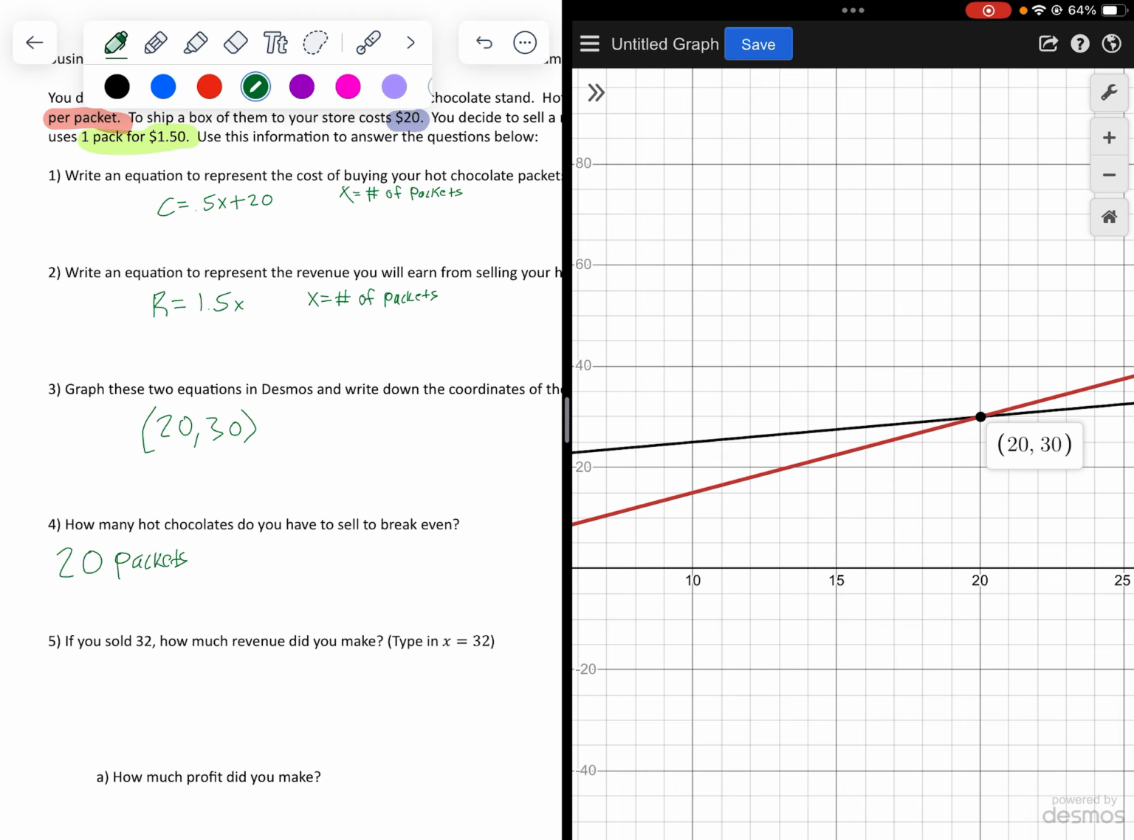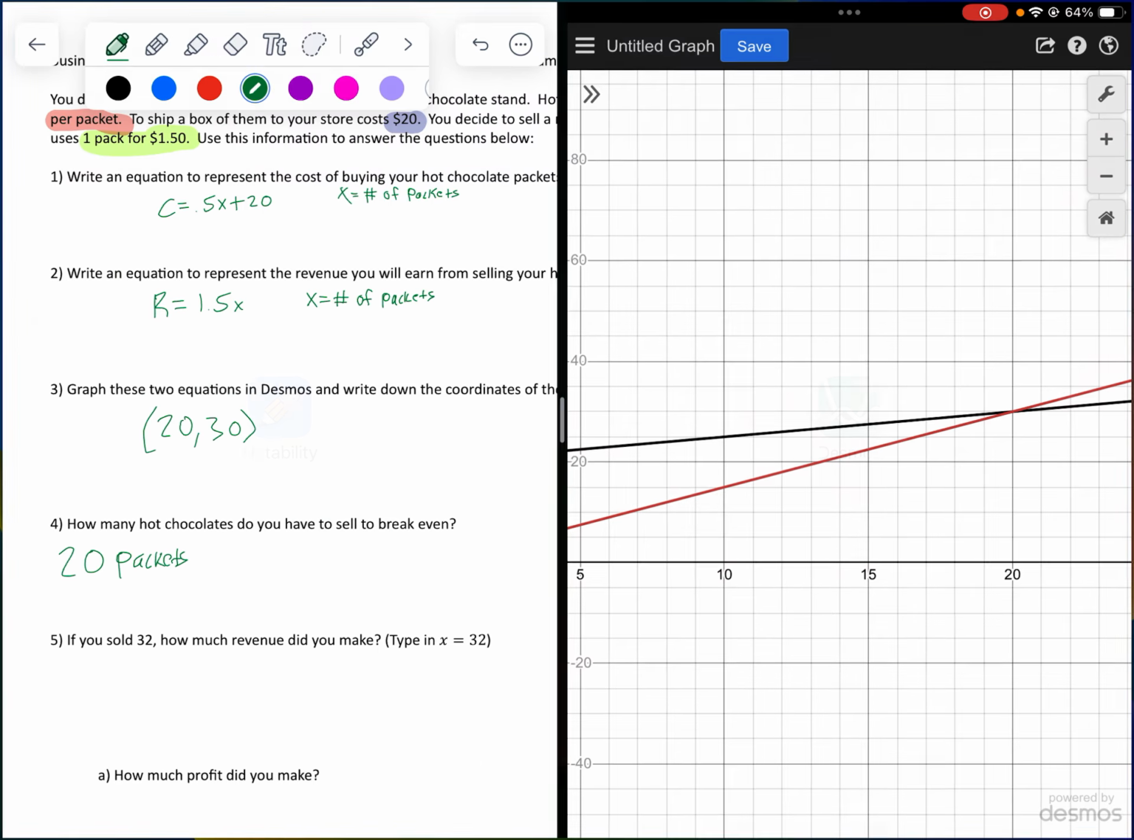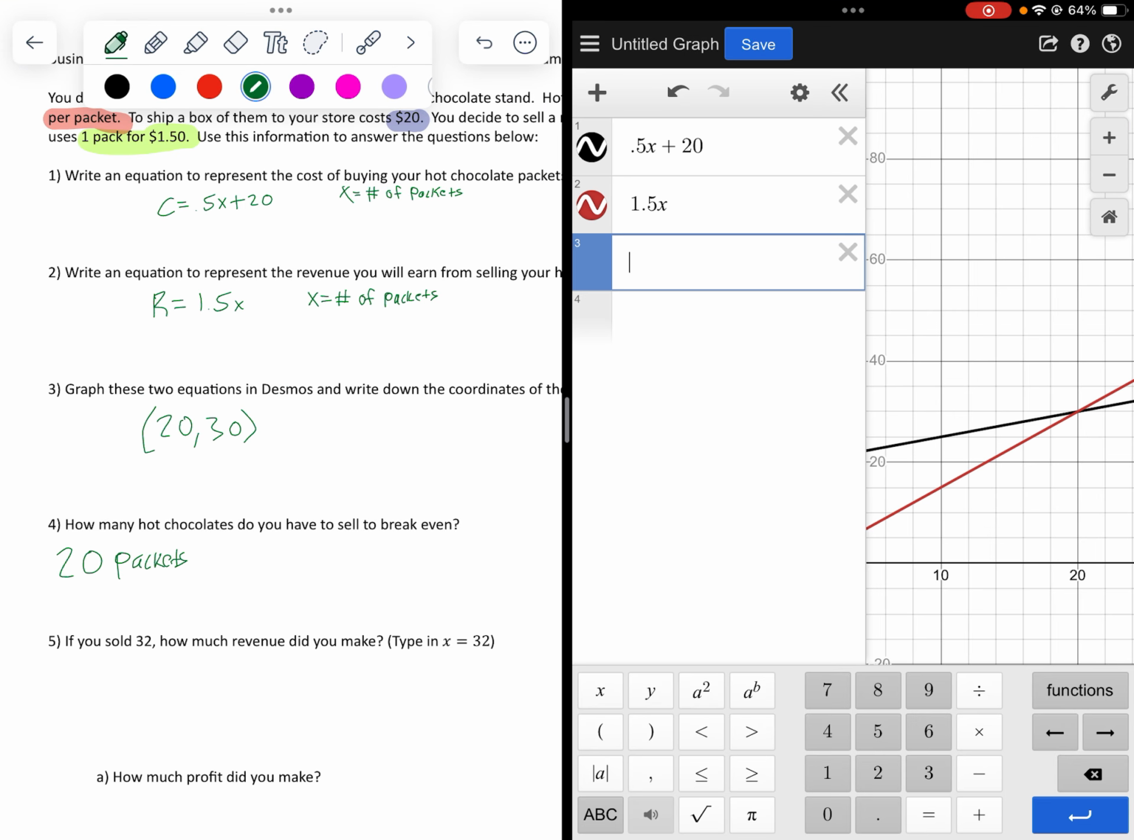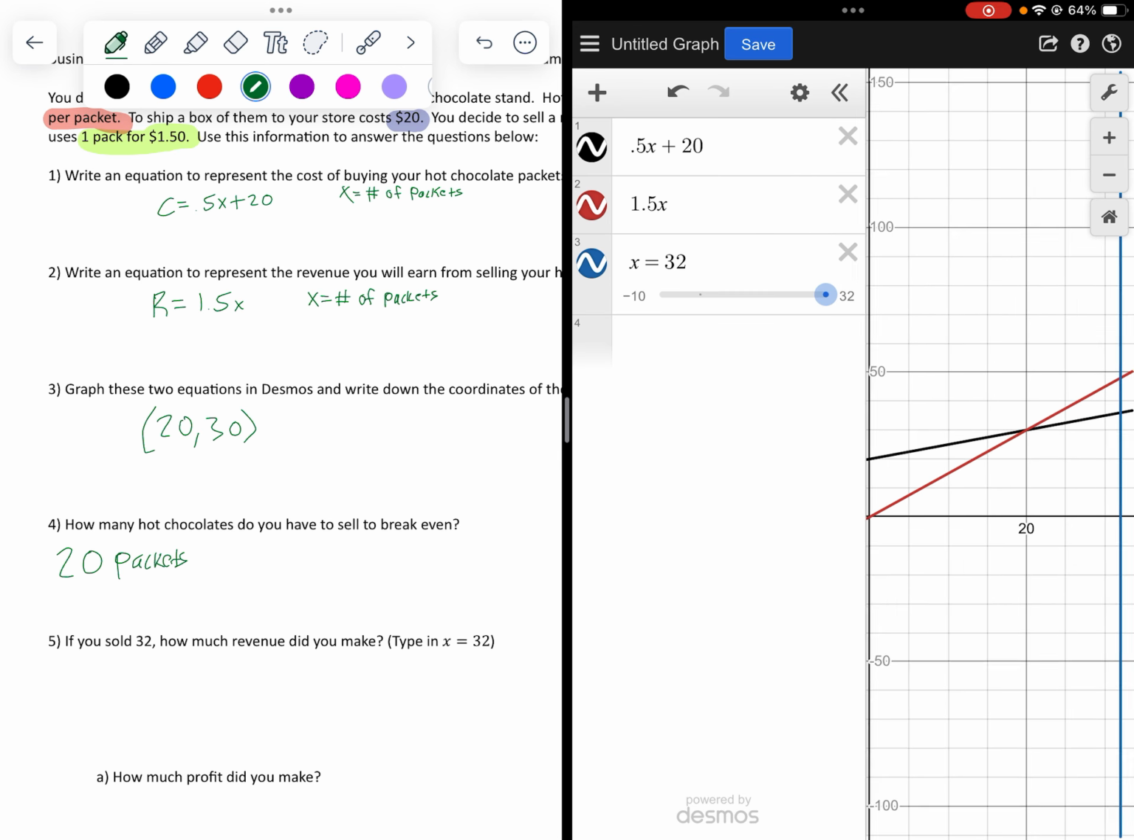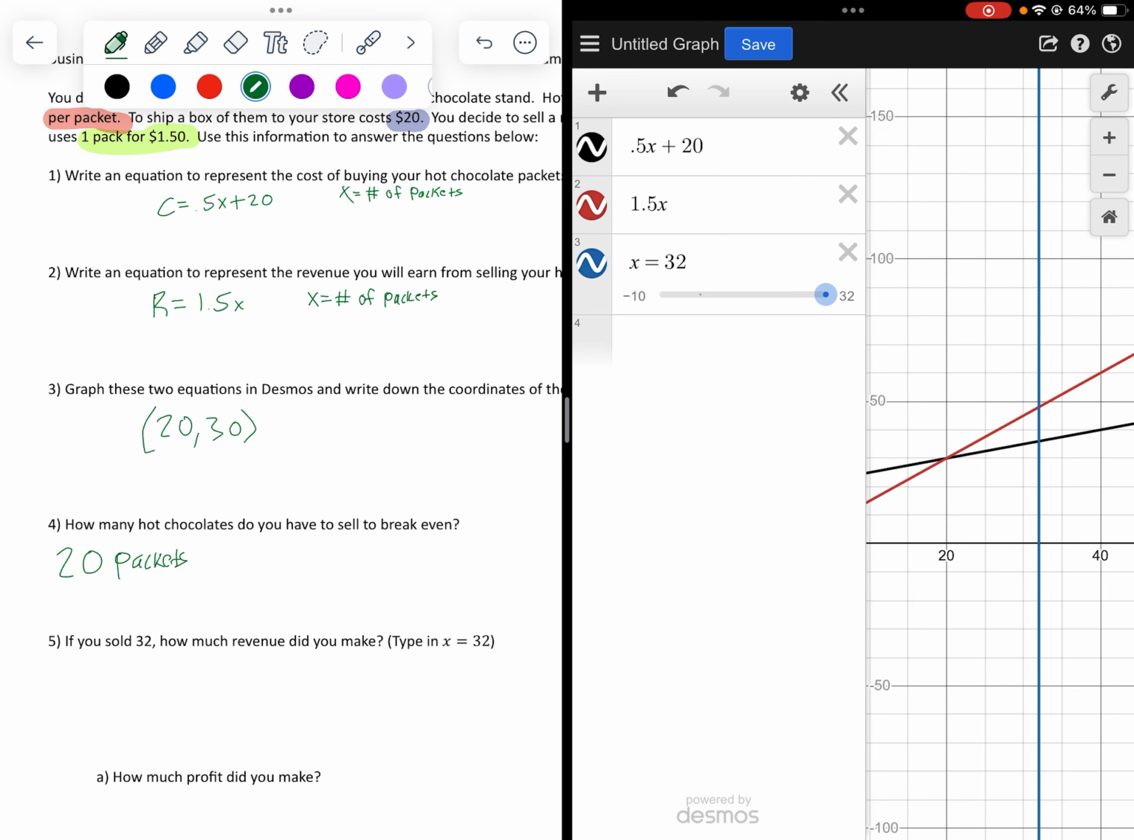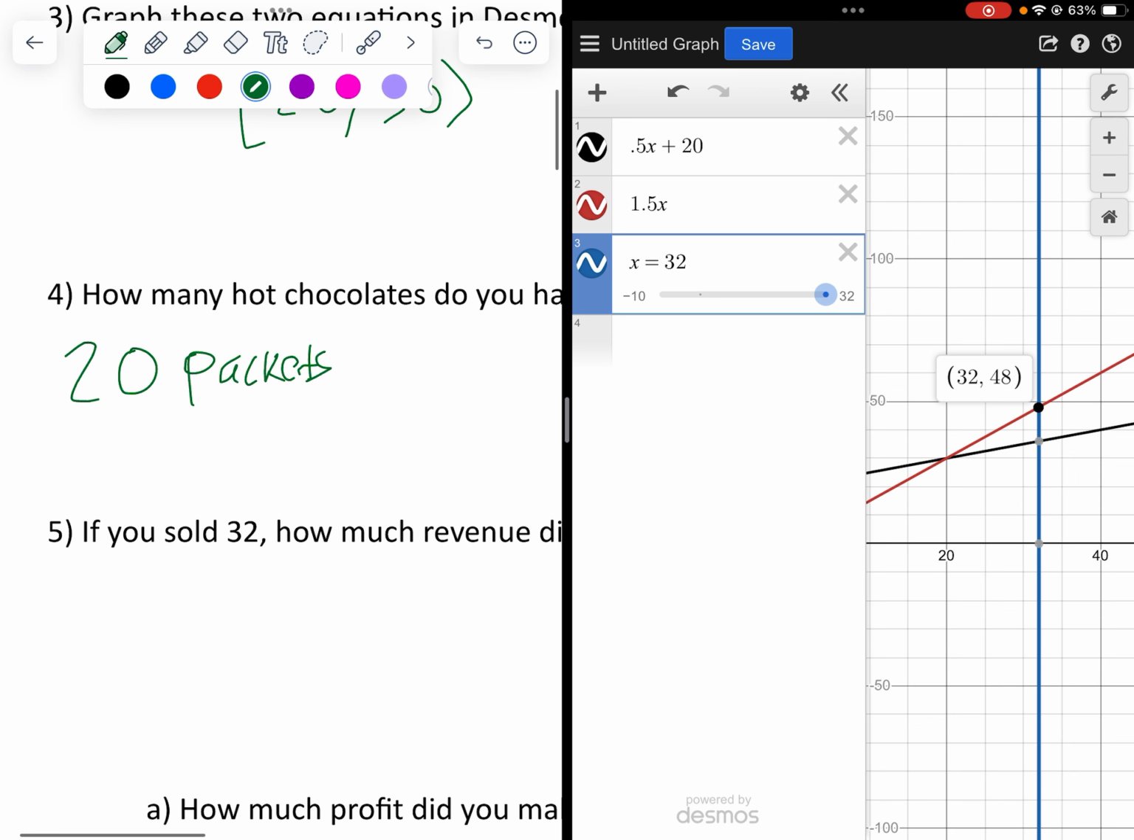If you sold 32, how much revenue do you make? Let's bring this back up. If we sell 32 packets, that's X equals 32. How much revenue do we make? Remember, revenue was the red line. So if we sell 32 packets, we would make $48.